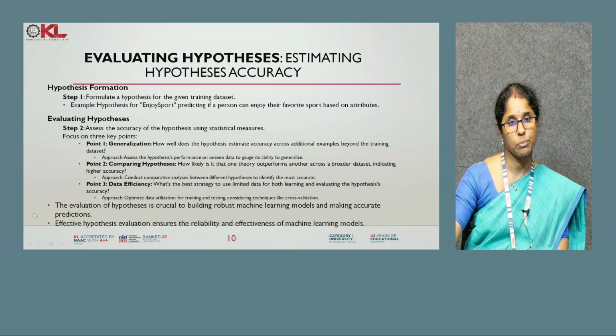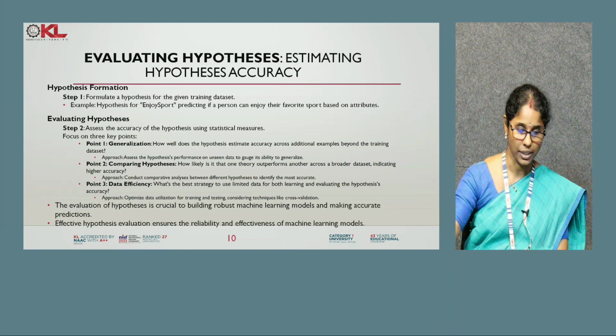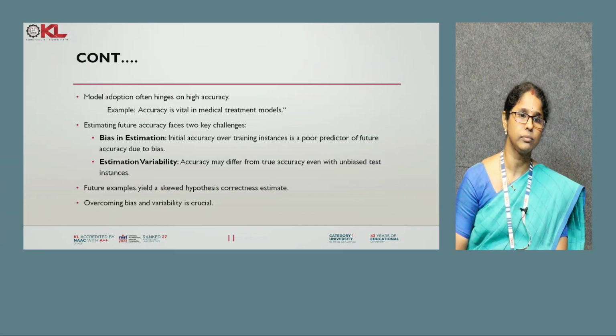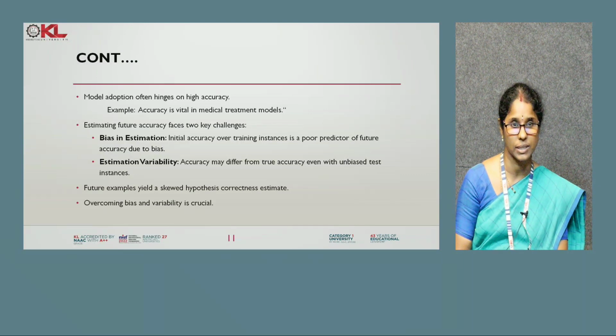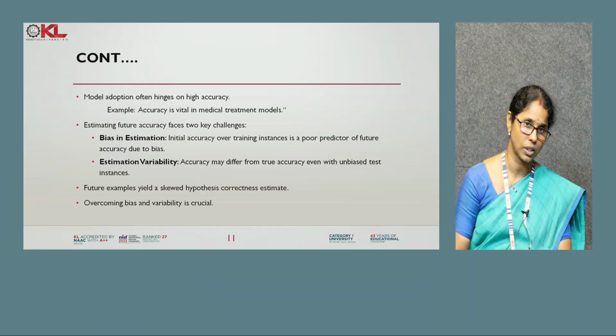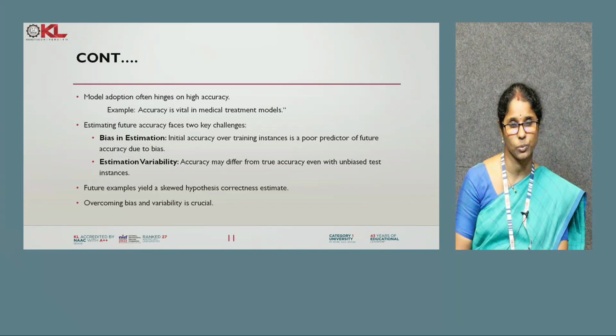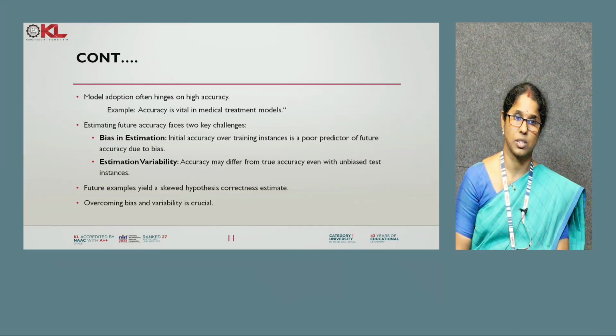So evaluation of hypothesis is crucial to building robust machine learning models and making accurate predictions. When you go for model adoption, the main thing that we always concentrate on is high accuracy. This is something very important. How accurately are you going to work on the hypothesis that is given to you? It's all based on two challenges: bias in estimation and estimation variability.